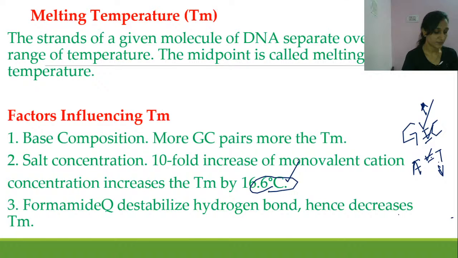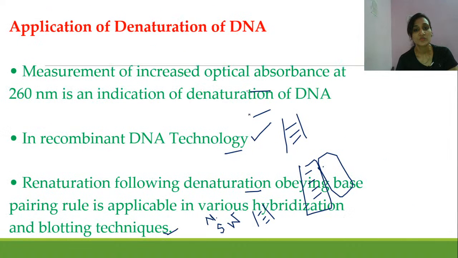In these blotting techniques, the strands need to be separated, and then they are run and they are baked over a nitrocellulose sheet. So there they need to be separated. Thus, one needs to determine the denaturation temperature of the genetic material. There it has its major application.